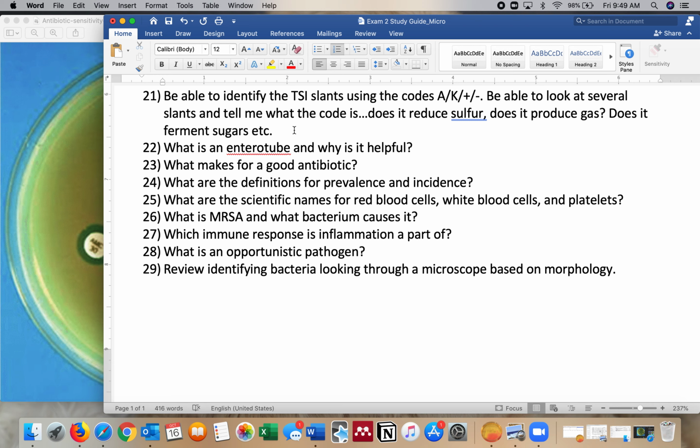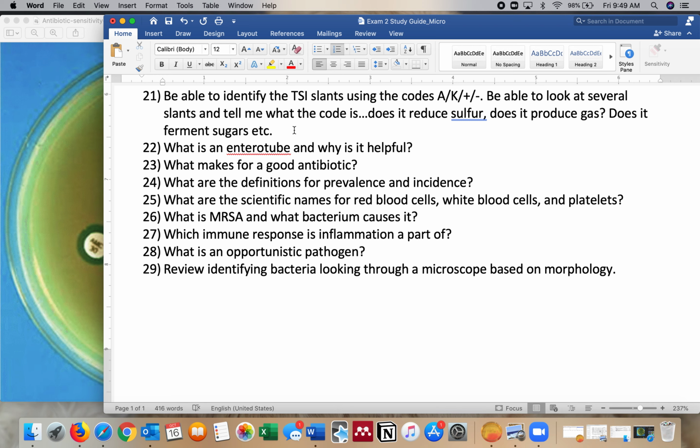Be able to identify the TSI slants using the codes A, K, plus and minus. Be able to look at several slants and tell me what the code is. Okay, so we went over this yesterday, and I told you guys the best way to study for it is to just make a chart. It's easiest to commit to memory.